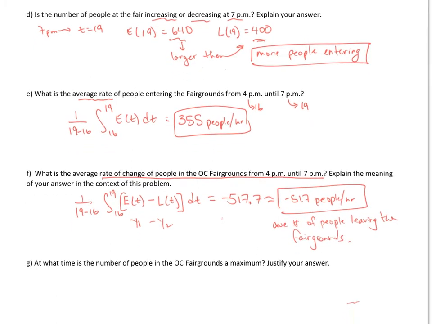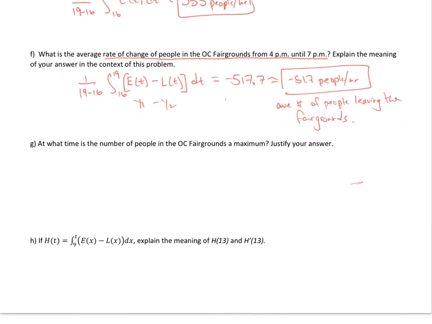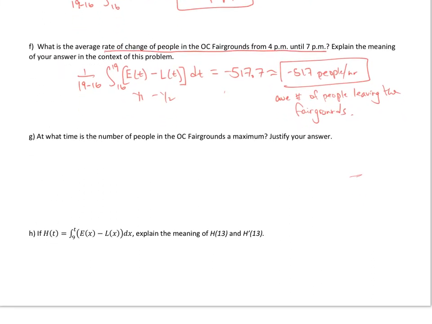Okay, and our last problem here for this one, actually we've got two more. At what time is the number of people on OC Fairgrounds a maximum? So this is, we've got to maximize this. So in this one, we need to take the rates and set these equal to 0, because to find a maximum, we take the first derivative and we set that equal to 0. So that's the process we're going to take.